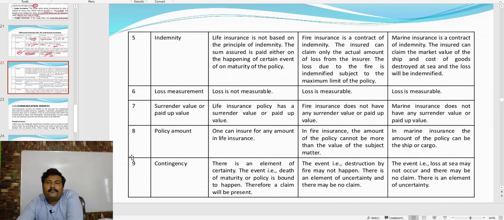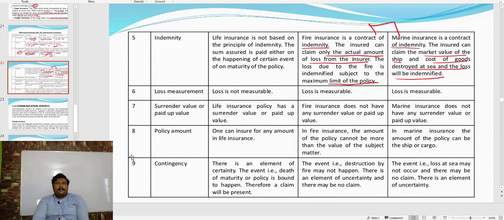But a fire insurance contract follows the indemnity principle. The insured can claim only the actual amount of loss from the insurer. The loss due to the fire is indemnified, subject to the maximum limit of the policy. And marine insurance is a contract of indemnity. The insured can claim the market value of the ship and the cost of goods destroyed at sea, and the loss will be indemnified. Meaning of what, बच्चा?